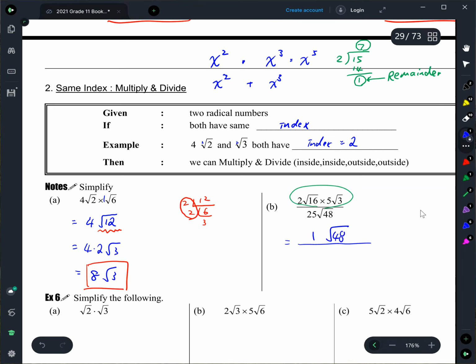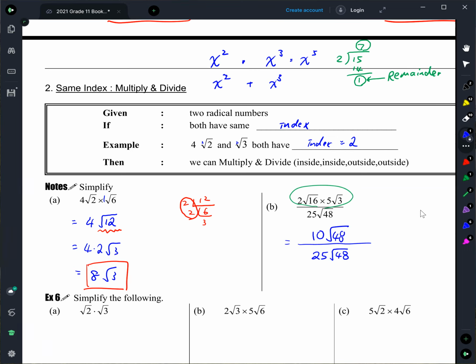10 is not the index. You just say it's the number outside. The index is the 2. Oh, okay. The index is the small number, right? Okay. And then the bottom is the same thing. We'll keep it there. So now here we have a division.